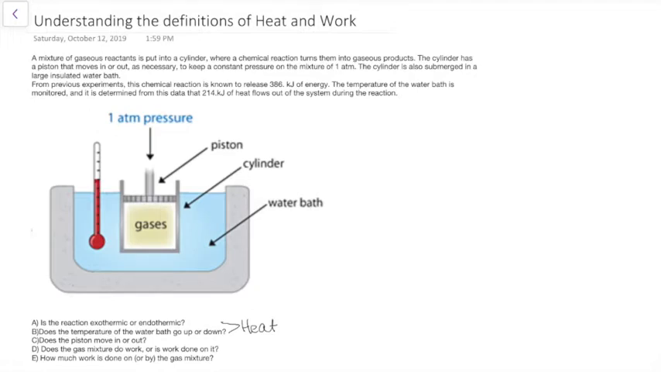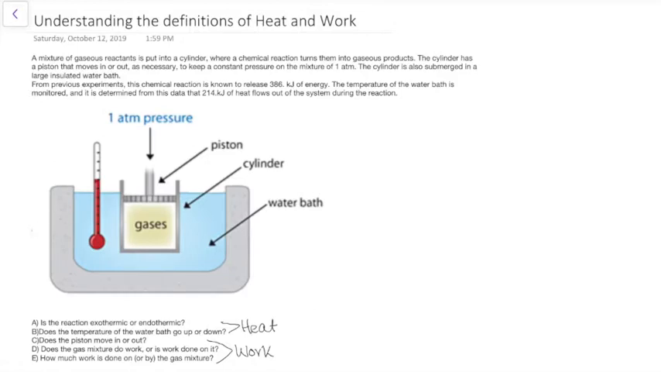Now let's look at C. Does the piston move in or out? Now that's going to depend on the work, and if the system does work or if work is done on the system, and how much work is done, which is pretty much what questions D and E are asking. So let's tie those three together as questions about work.